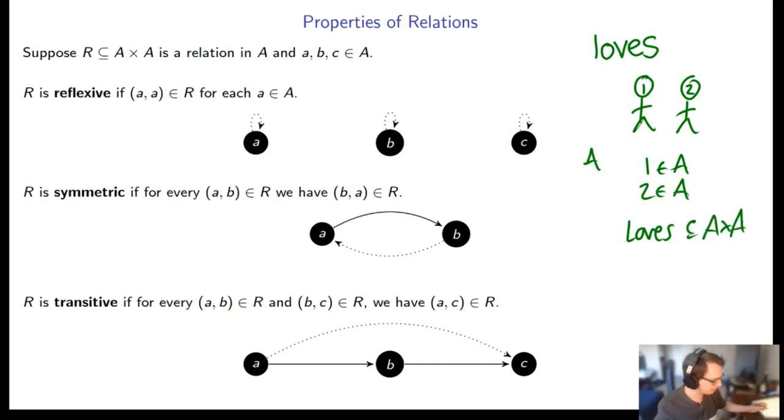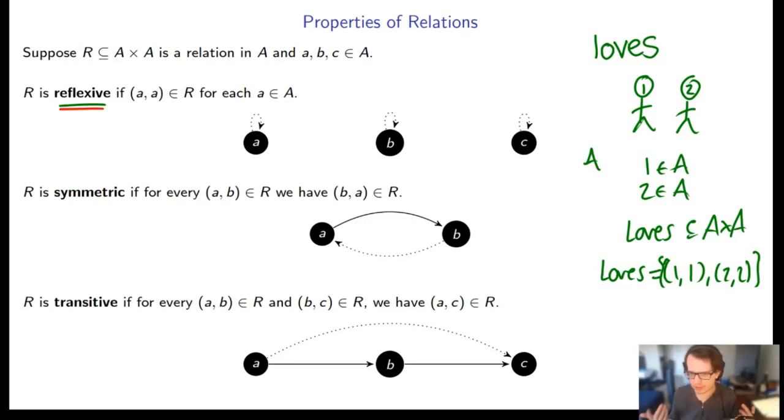Okay, so if we know that loves consists of 1-1 and 2-2. So if each of those people love themselves, then we say that the relation is reflexive. So if every person in that set loves themselves, then it's reflexive. So if A loves themselves and B loves themselves and C loves themselves, it's reflexive. Everybody has to. If at least one person does not love themselves, then the relation is not reflexive. So for example, in this case with just one and two, if loves only consisted of 1-1, if only one loves himself, then the relation is not reflexive.